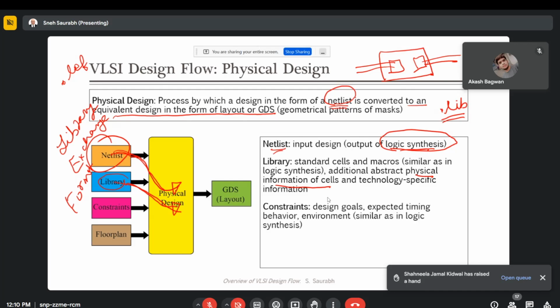Additionally, we also need to give the constraints here, meaning what our design goals are related to the frequency of the clock, what the expected time is.